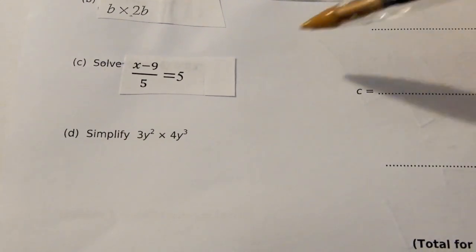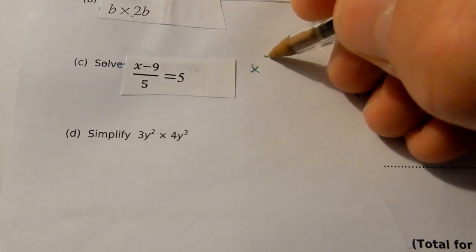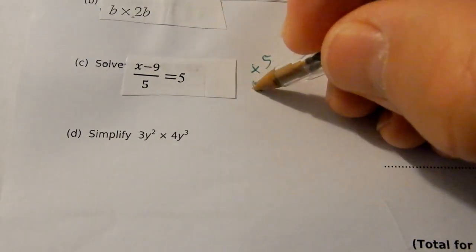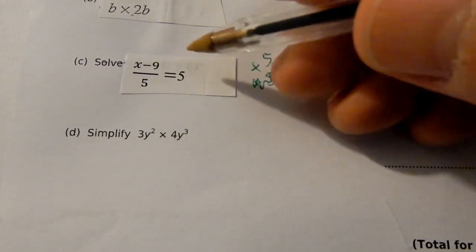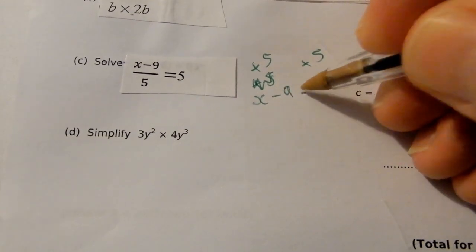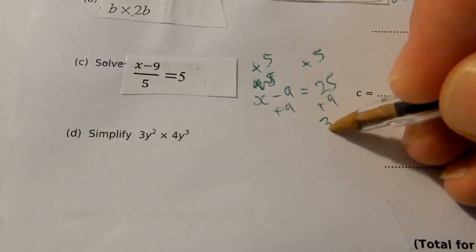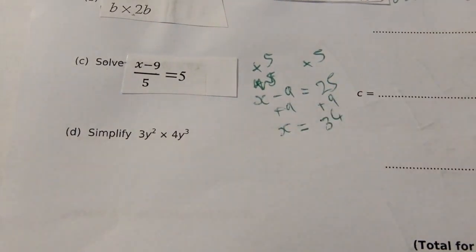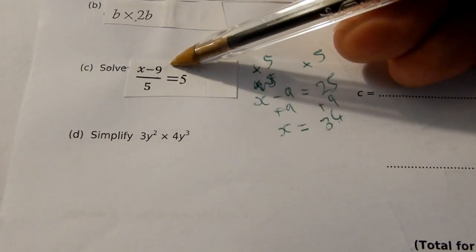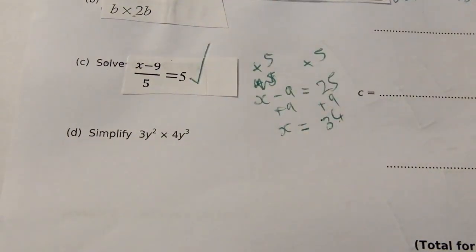Okay, divide by 5. The opposite of divide by 5 is times by 5. So we times 5 the left and times 5 the right. That's much better. So we've got this thing times 5 would equal x minus 9, and 5 times 5 is 25. Cool. The opposite of minus 9 is add 9. 34 equals x. Let's check to see if it works. 34 take away 9 is 25. Divide by 5 does equal 5. It works, it checks out.